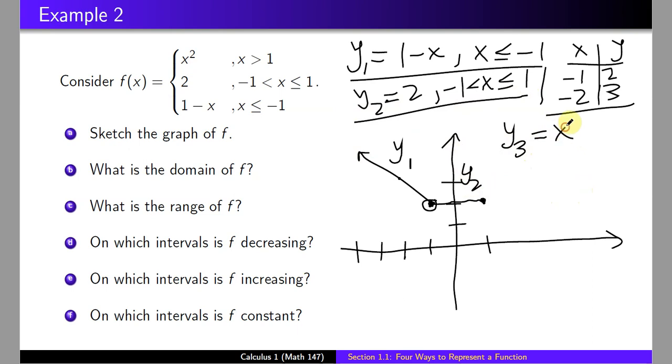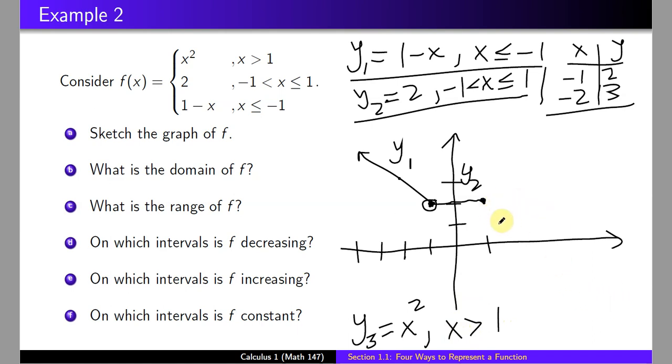Okay, and y3 equals x squared. So again, we want to ask ourselves, what is this equation? I don't think I want to put that there. I'm going to be running into myself here. So y3 equals x squared. This is a parabola, and we're only dealing with the portion of the parabola for x values that are bigger than 1. So it's just going to be the parabola over here to the right.